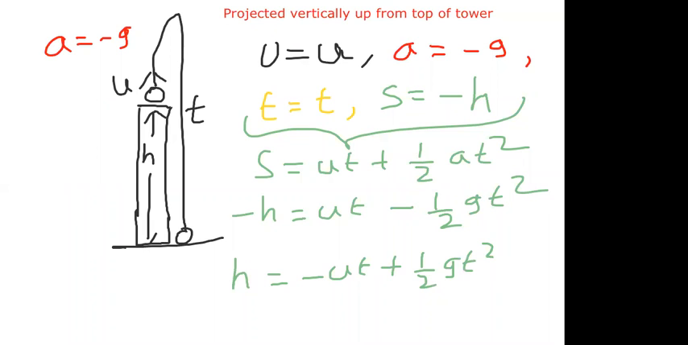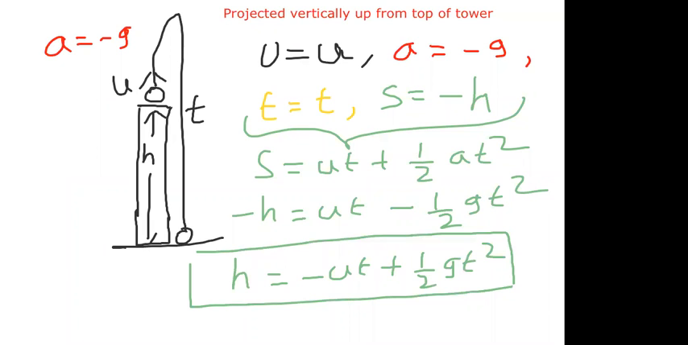This is the formula for body projected vertically up from top of the tower. Here h is called height of tower. So height of tower in this situation, we can write the formula minus ut plus half gt square, where t is the total time of journey here. u is initial velocity, a is minus g, because we are projecting the body up.